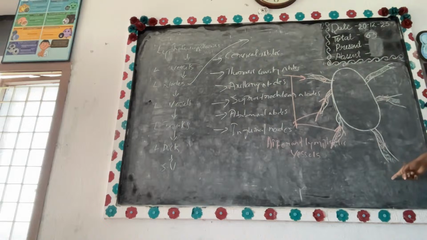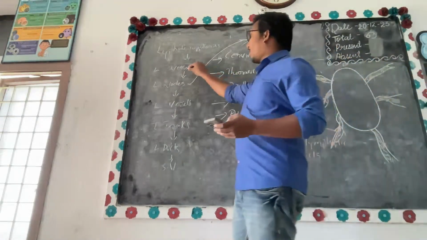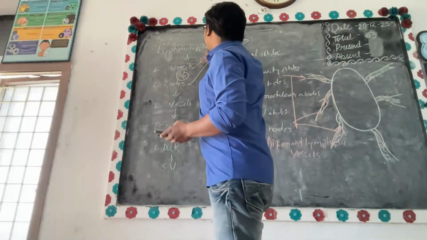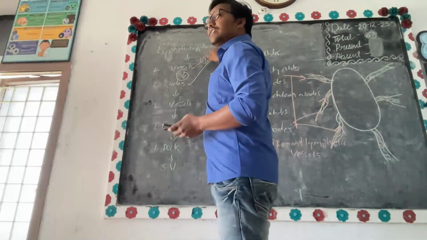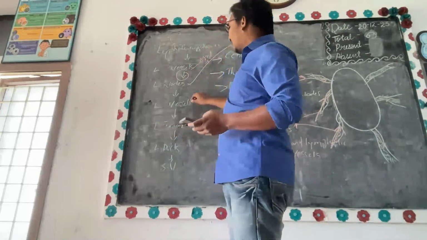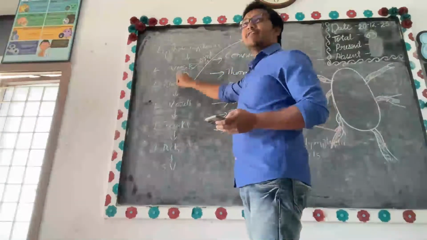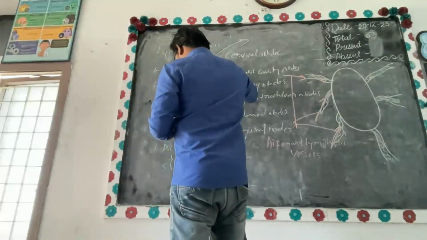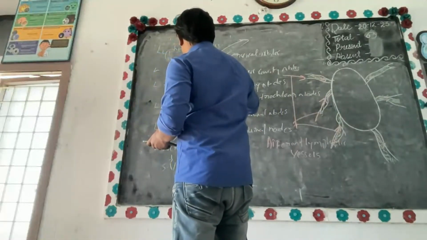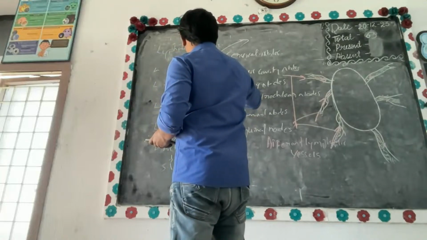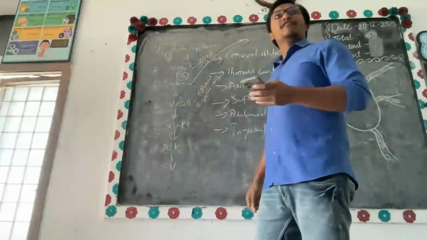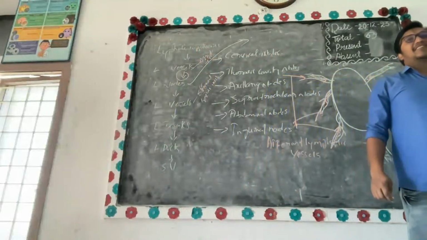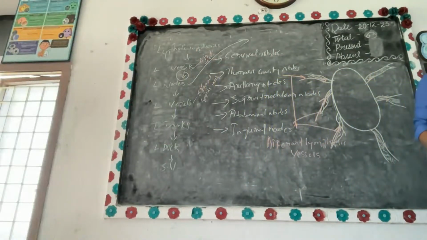Now, the vessels which are taking the lymph away from the lymph node towards the trunk. They brought it till here, so these are afferent vessels. Now they are taking it to the trunks. These are taking away from the lymph node, so these are called efferent lymphatic vessels. So we have afferent lymphatic vessels and efferent lymphatic vessels.